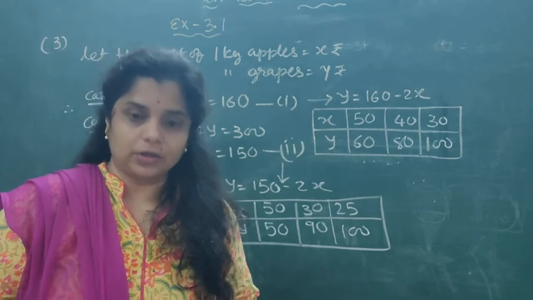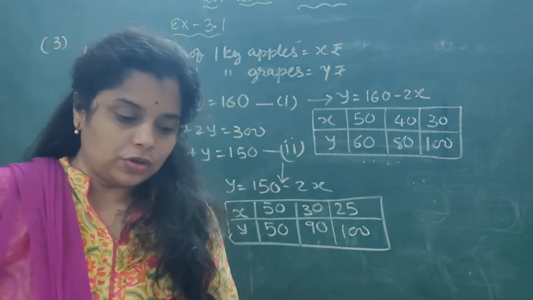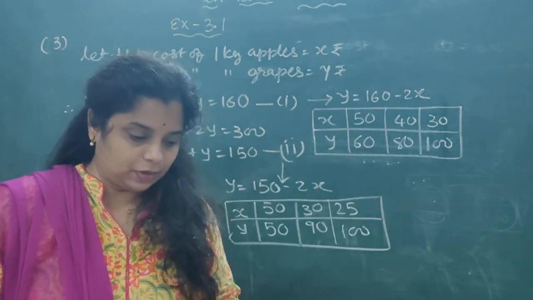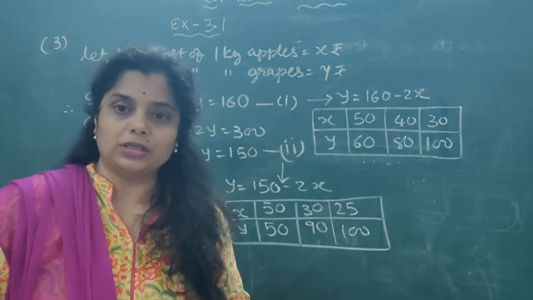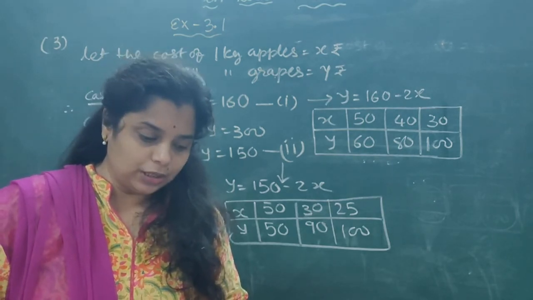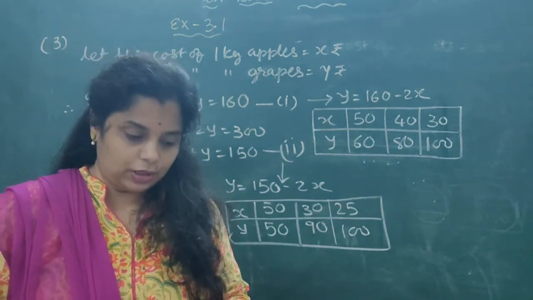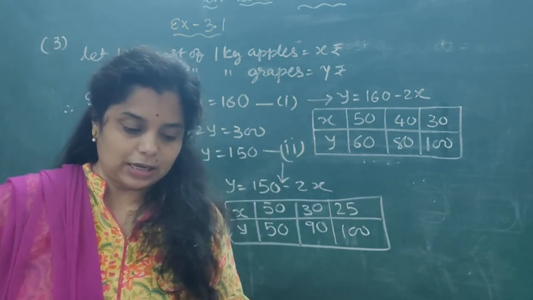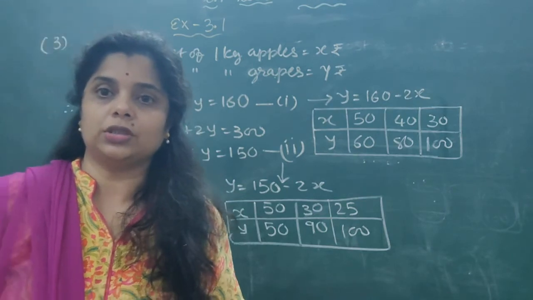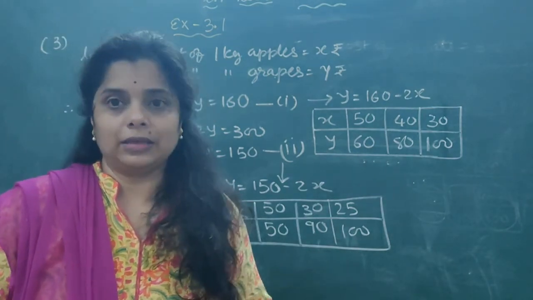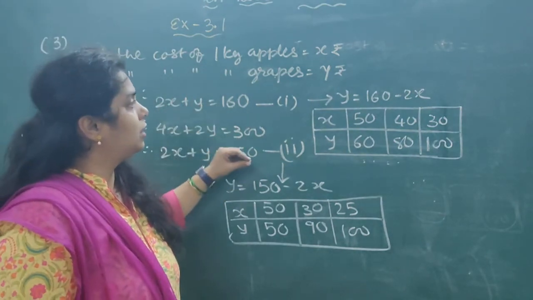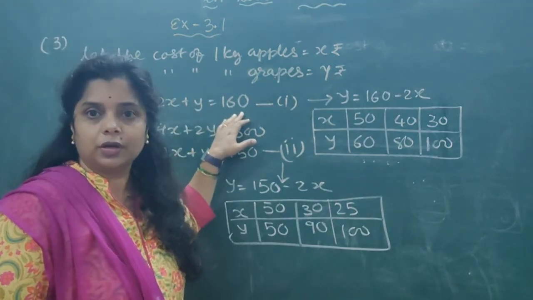Now let's start the third one. The cost of 2 kg of apples and 1 kg of grapes on a day was found to be 160, and after a month the cost of 4 kg apples and 2 kg of grapes is equal to 300. Now represent the situation algebraically and geometrically. We have just seen two questions, and it is the same like that. That's why I have just written the rough work here.